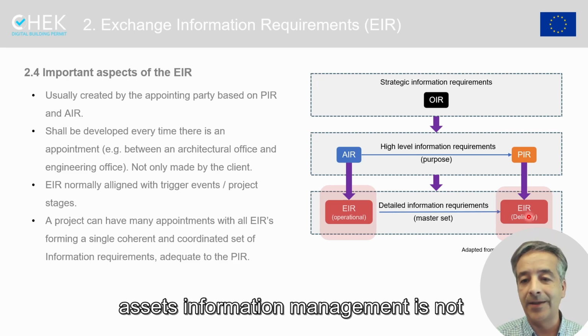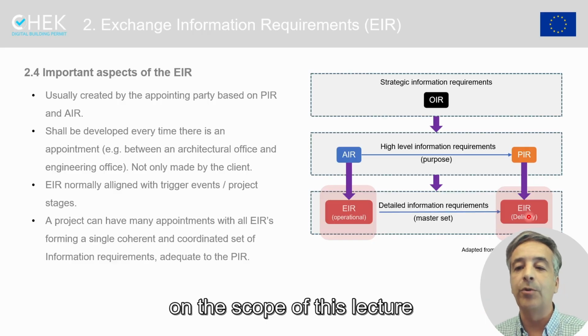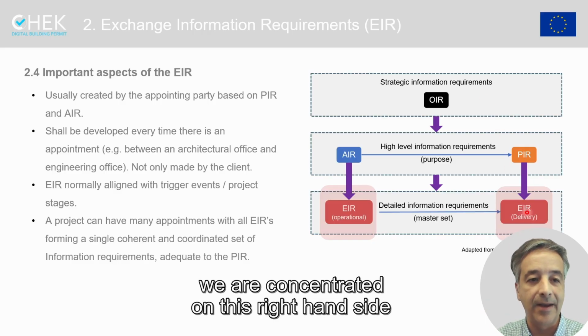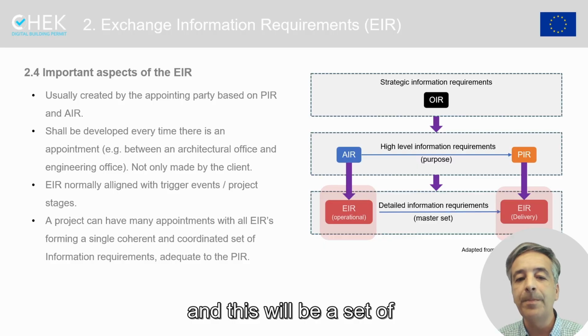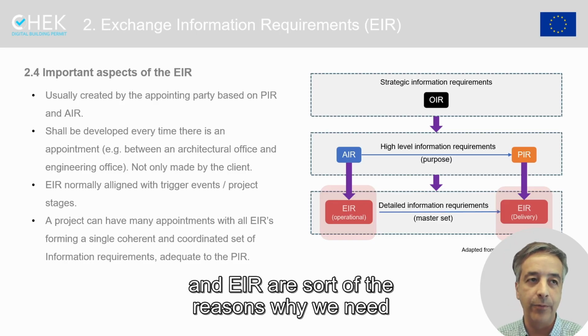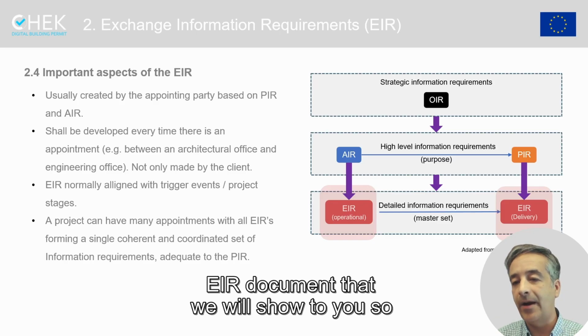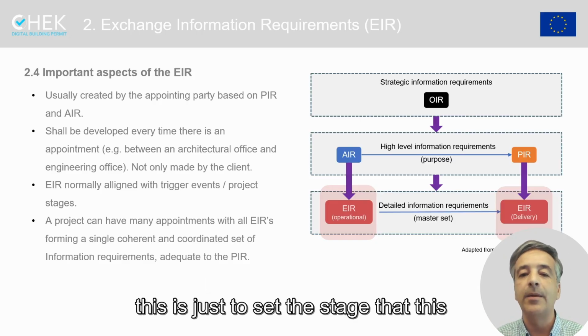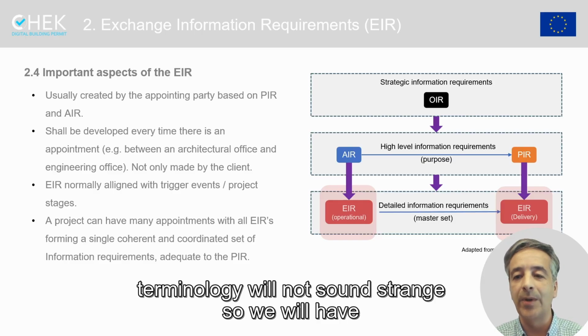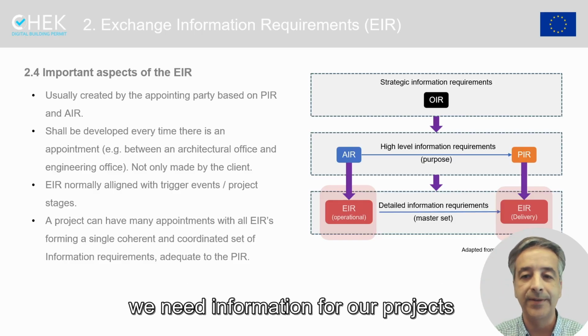This is not saying that the asset information management is not important. This is just saying that on the scope of this lecture, we are concentrated on this right-hand side. And this will be a set of jargon. The OIR, the PIR, and the EIR are sort of the reasons why we need information, and they will be explained in the EIR document that we will show to you. So this is just to set the stage so that this terminology will not sound strange. We will have different levels of the reason why we need information for our projects.